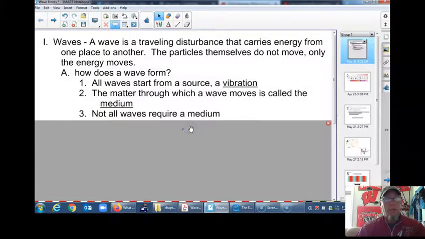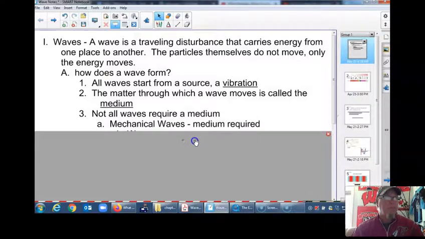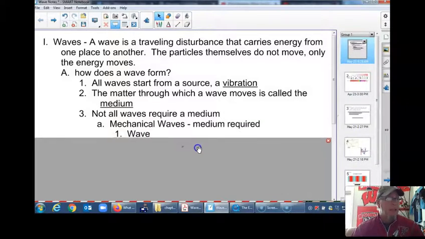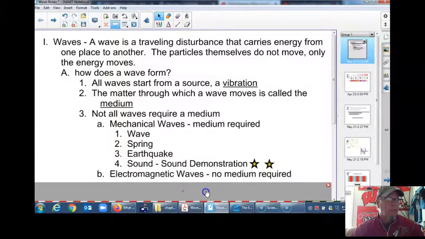Not all waves require a medium. There's a couple of different kinds of waves. One's called a mechanical wave. One's called an electromagnetic wave. A mechanical wave requires a medium. And an electromagnetic wave does not require a medium. So here are some examples of mechanical waves.